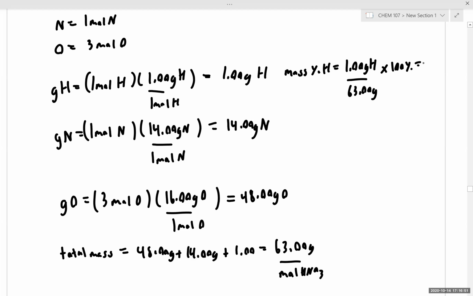Professor, it says mass percentage of hydrogen? Yes. Which is the mass of hydrogen over the total mass of our sample. So we take 1 gram of hydrogen over 63 grams total times 100%. And that gives us a percentage of 1.59%. For the mass percentage of nitrogen, we have 14.00 grams of nitrogen over 63.00 grams times 100%.